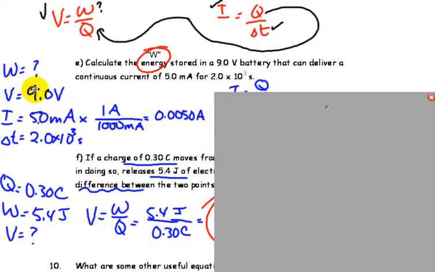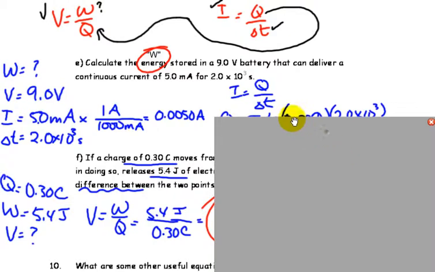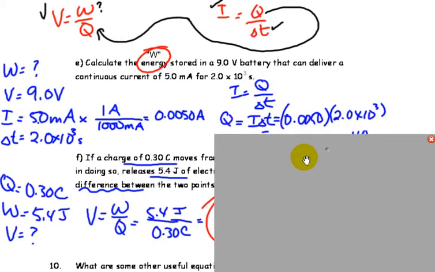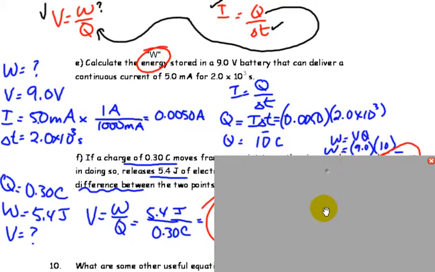So we know V, we know I, we know T. We're asked to calculate W. So as you can see here, this is how we will do it. W we don't know, V we do know, Q we don't know, but we do know what the current is. If we know what the current is, and if we know what the time is, we can figure out Q. Then once you know Q, we can then figure out the work. So interchanging this for W, multiply each side by T, I get Q is equal to I times T. 0.0050 times 2.0 times 10 to the 3, that gives me 10 coulombs.